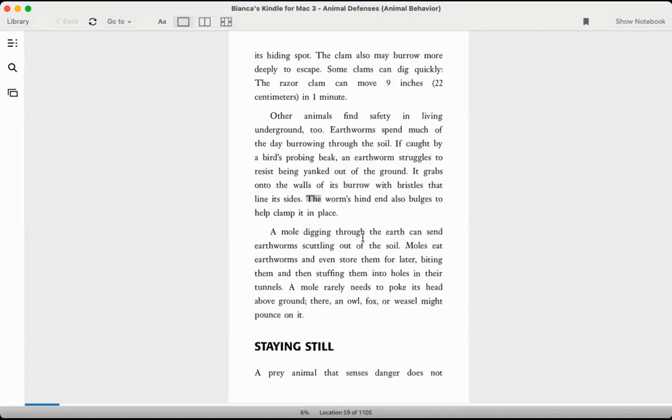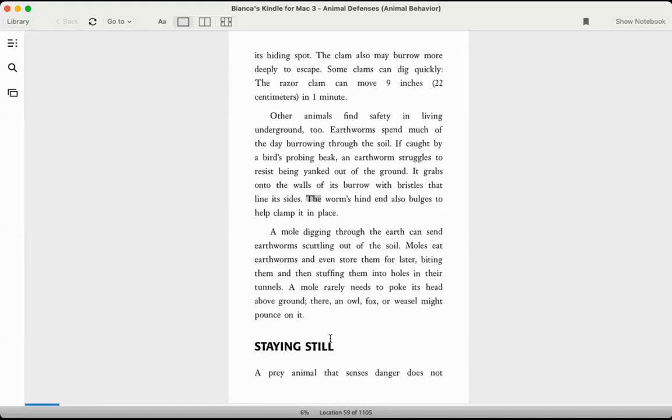A mole digging through the earth can send earthworms scuttling out of the soil. Moles eat earthworms and even store them for later, biting them and then stuffing them into holes in their tunnels. A mole rarely needs to poke its head above ground. There, an owl, fox, or weasel might pounce on it and kill it and eat it. Yum, yum. Next one, staying still.